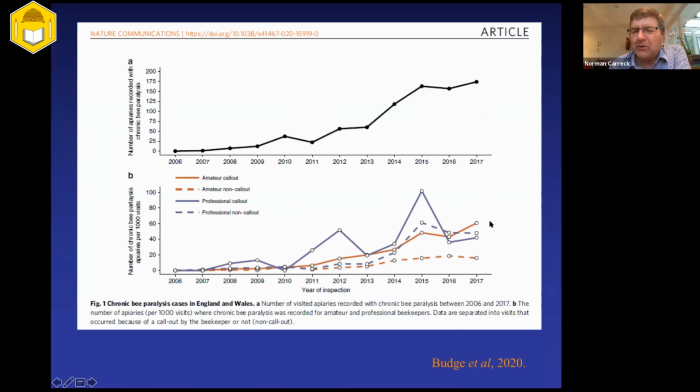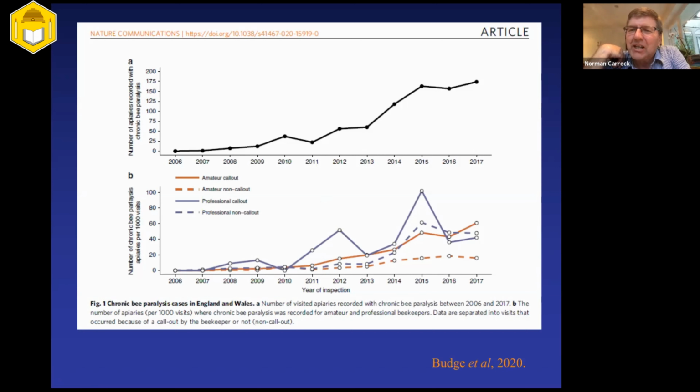And the bottom graph is quite interesting too, because it splits the inspections into what it terms amateurs and professionals. So amateur beekeepers and bee farmers, really. And interestingly, it seems to show, or indeed does quite conclusively show, that the professional beekeepers seem to have a higher incidence of the disease than the amateur beekeepers. And that might perhaps be something to do with the fact that professional beekeepers, bee farmers, tend to keep more colonies in one site than do amateurs.